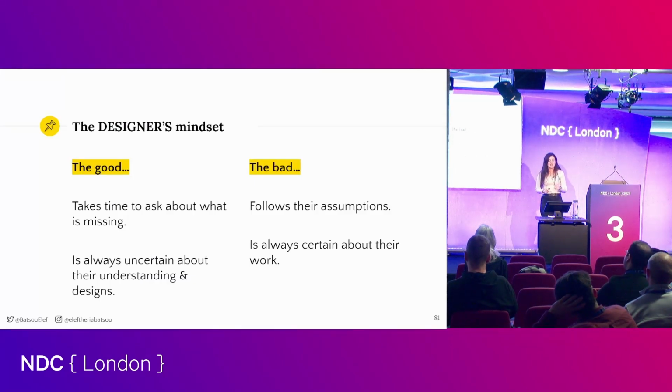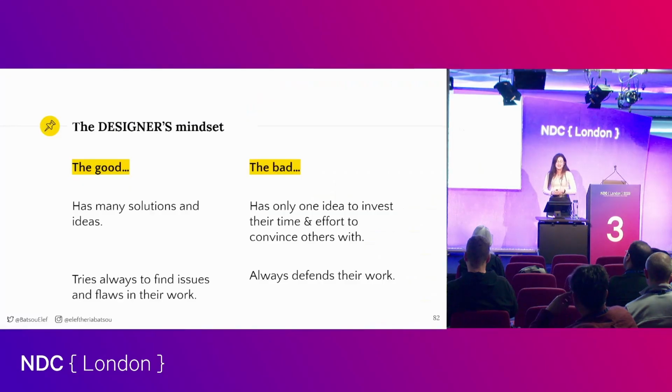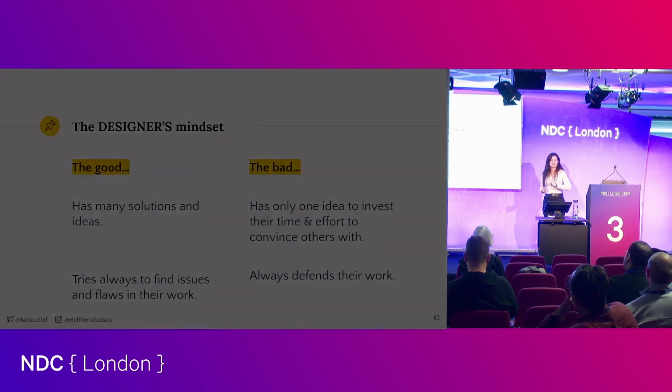The good one takes time to ask about what is missing and is always uncertain about their findings, whereas the bad one follows their assumptions and is always certain about their work. The good one has many solutions and ideas and tries always to find issues and flaws in their work, whereas the bad one has only one idea, invests their time and effort to convince everyone, and always defends their work. I don't know if this sounds familiar.